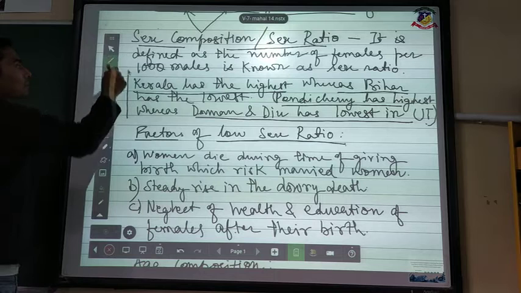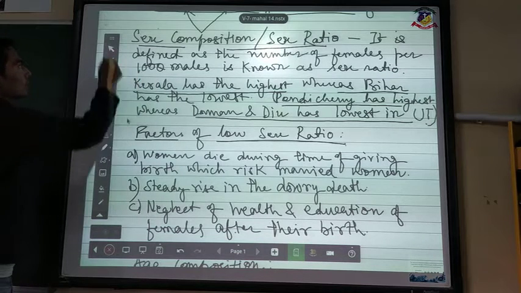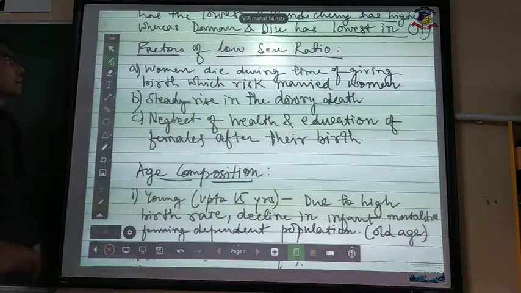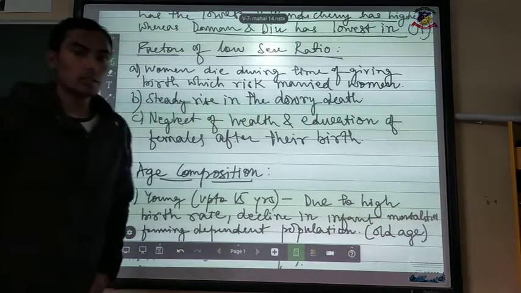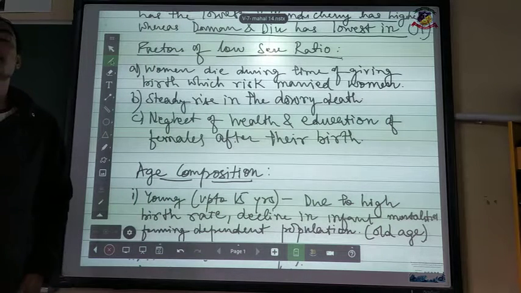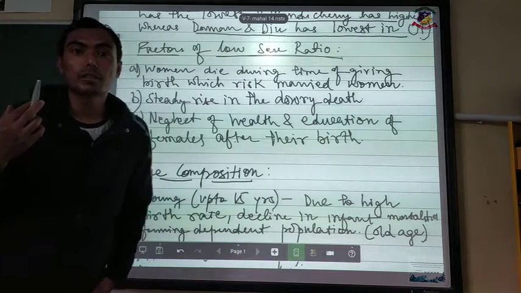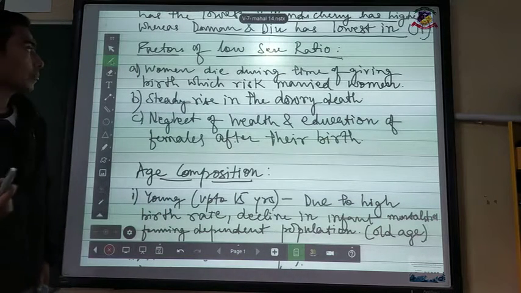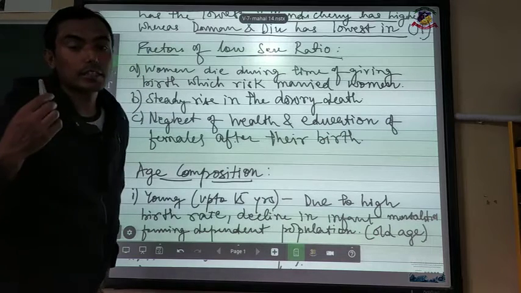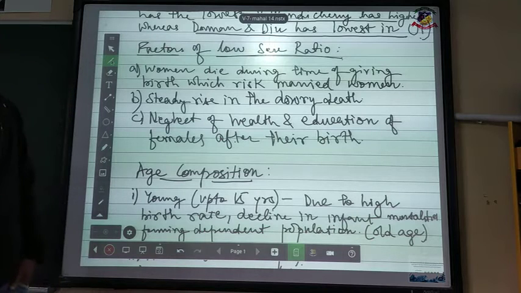Next, is factors of low sex ratio. Now, what is the reason, especially in terms of India, why there is less number of females per thousand males? First reason is that women die especially when giving birth to a new child. Clear?